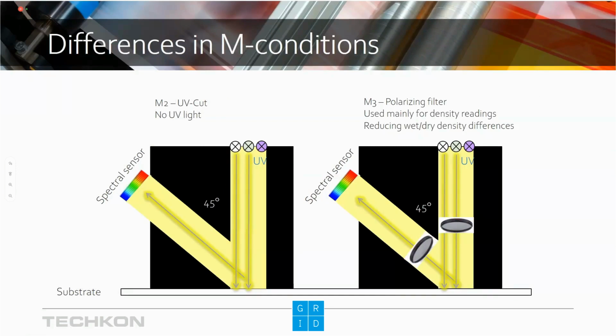In the past, you had to use UV cut filters. Today, we just change the light at the press of a button. And finally, we have the M3 condition, where we have a polarization filter. We switch these filters into the lamp channel and the color sensor channel to also fulfill these requirements. The advantage of the polarization filter is that it reduces the differences in density between wet and dry inks. So it makes sense to have this option here as well.